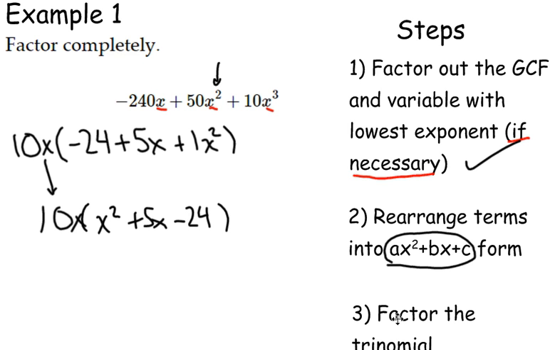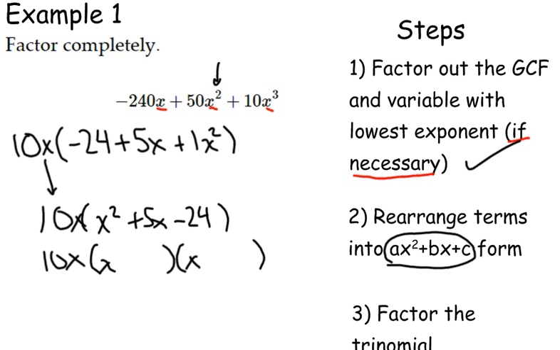Okay, now we're ready for the last step. The last step is to factor the trinomial. So we have to factor the trinomial, what's inside the parentheses, and that's something we just covered in our last video. So I need to find two numbers that multiply to negative 24 and add up to 5. But first, I got to write x and x here. So what two numbers multiply to negative 24 but also add up to 5?